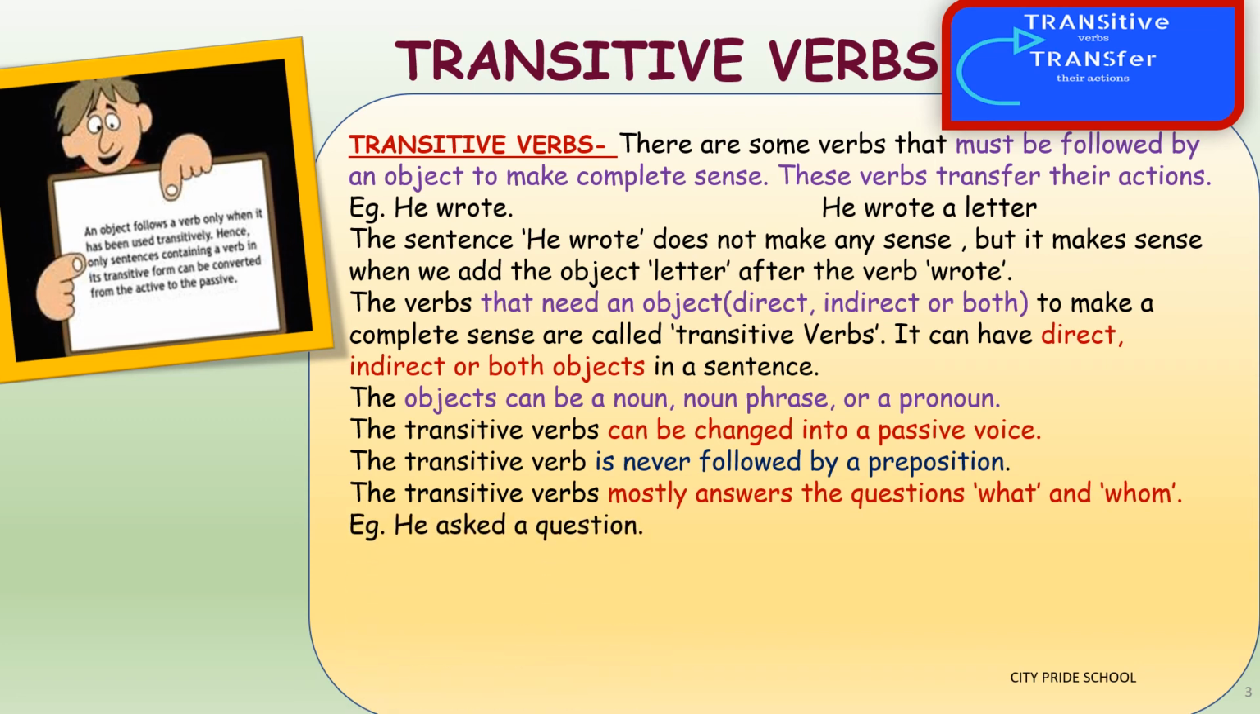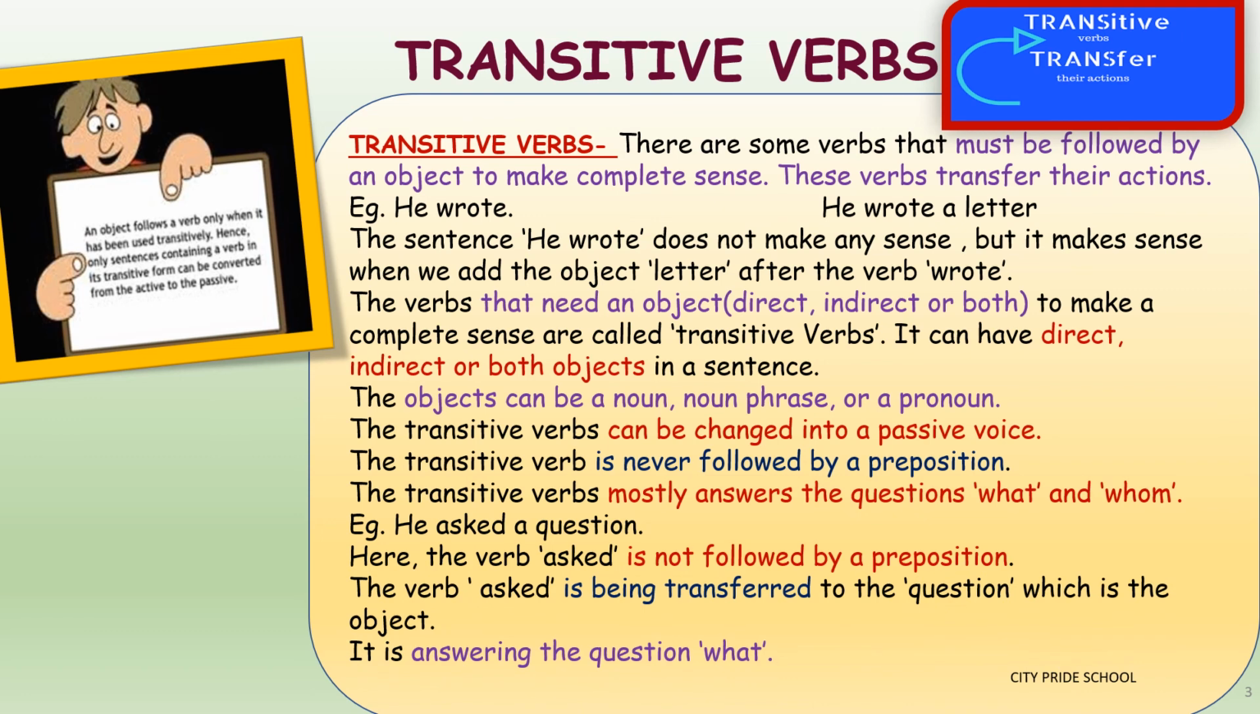He asked a question. He asked what? A question. So after asked, we don't have a preposition, we have an article. And he asked what? A question. We have a direct object. And can I change it into passive voice? Yes, I can. I will write, a question was asked by him. Hence, asked over here is undoubtedly a transitive verb.